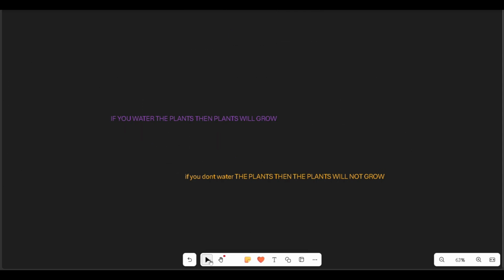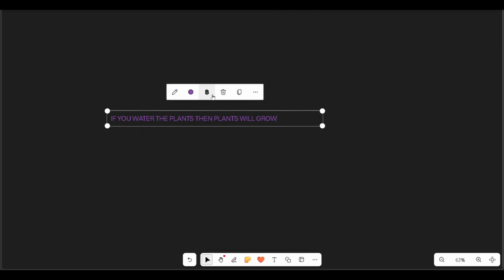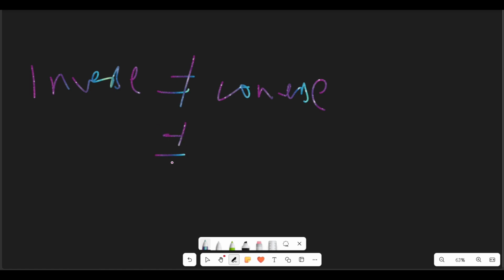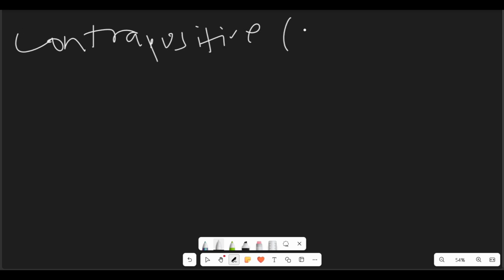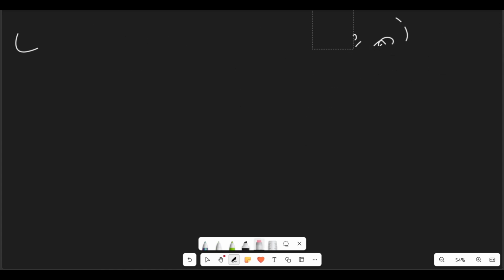So this is the same case as the converse. That means the inverse does not equal the converse, and it definitely does not equal the conditional. Yeah, these three are not equal to each other. But we still have one more: the contrapositive. This is our hero, because he saves our day.